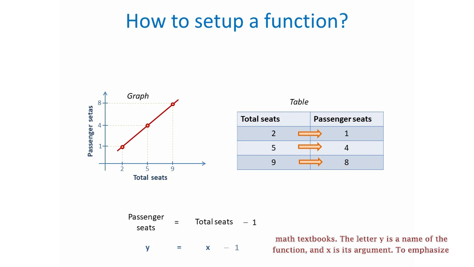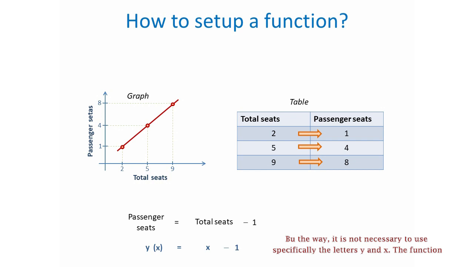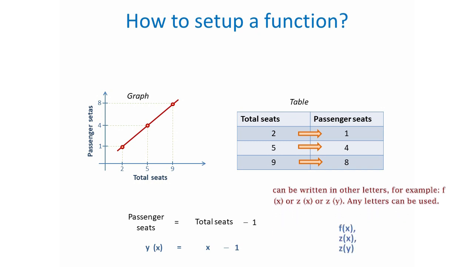The letter y is the name of the function, and x is its argument. To emphasize that the function depends on the argument and not vice versa, the argument is usually written in parentheses, in brackets, after the function name. x and brackets do not mean any specific actions. It simply says that the value of y depends on x. If we change x, then y will change as well. By the way, it's not necessary to use specifically the letters y and x. The function can be written in other letters, for example, f of x, or z of x, or z of y. Any letters can be used.